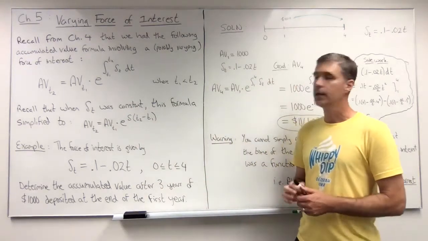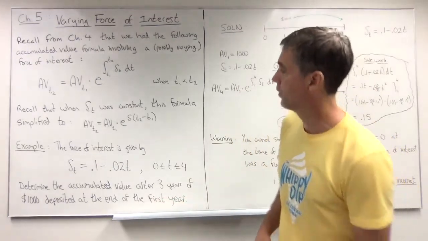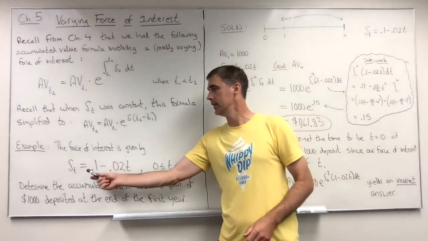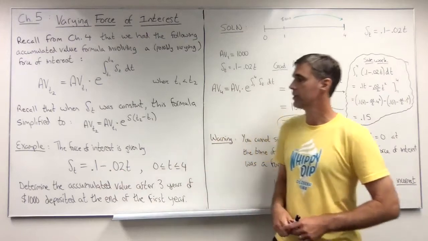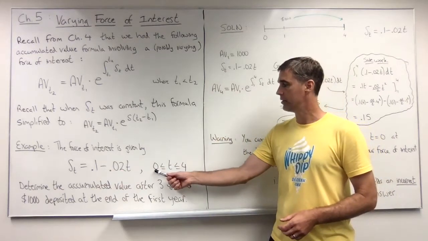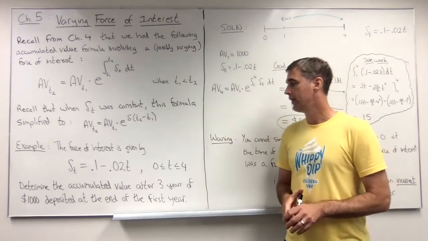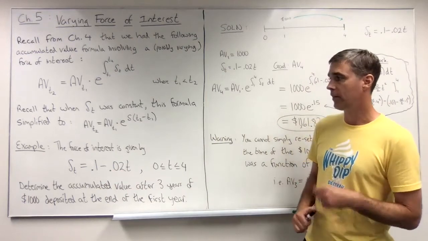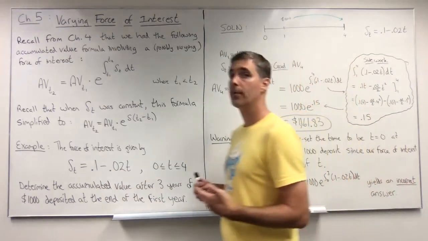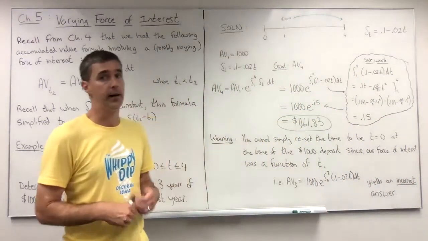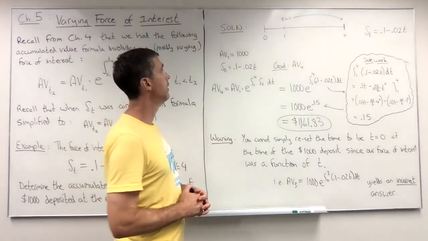All right, well, here's an example with a varying force of interest. So we begin with a force of interest given by delta t equals 0.1 minus 0.02 times t. And this force of interest is at work from time 0 years to time 4 years, all right? So we'd like to determine the accumulated value after 3 years of $1,000 deposited at the end of the first year, all right? And that wording might not be as clear as we might wish, but that's just the way the textbook and exam FM sometimes are.